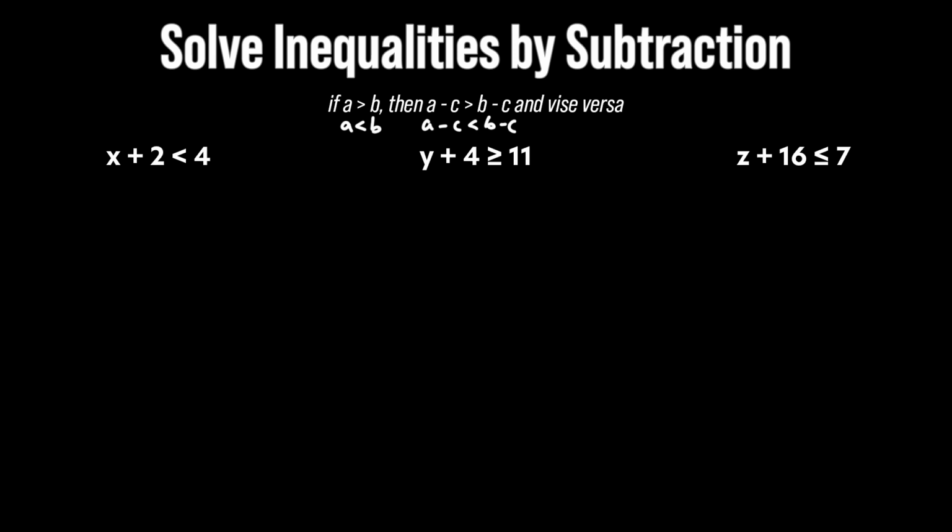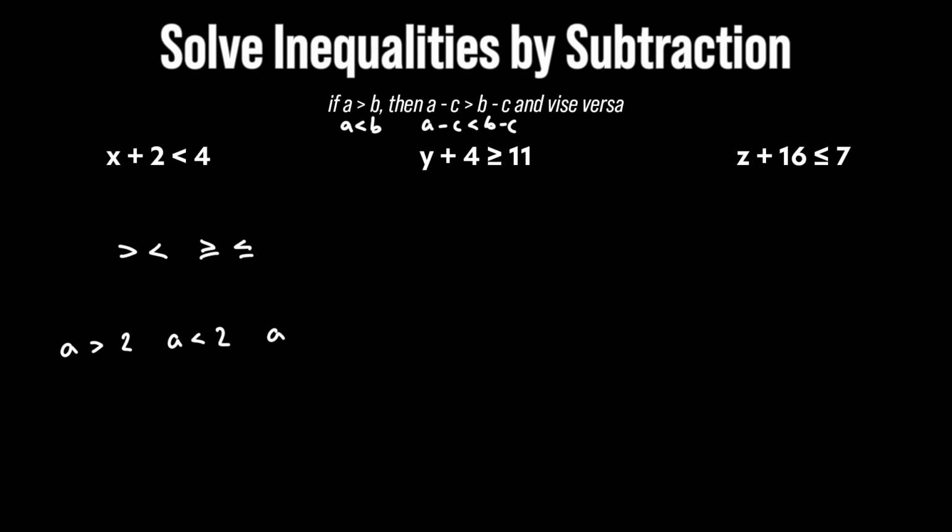Now if you aren't familiar with the inequality symbols, I covered it briefly in the last video about solving inequalities by addition, but I'll briefly go over it again. There's the greater than symbol, the less than symbol, the greater than or equal to symbol, and the less than or equal to symbol. So if we said a is greater than 2, that means the value of a can be anything that's greater than 2. If we say a is less than 2, a can be anything that's less than 2.